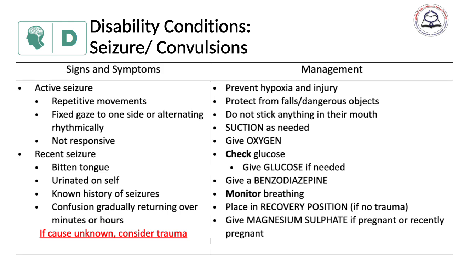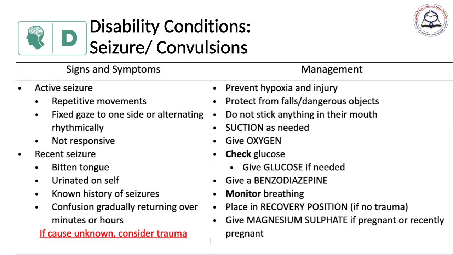gradually returning over minutes. For this patient, you have to prevent hypoxia or any injury, protect them from falls or dangerous object. Do not stick anything in the mouth. Do suction as needed. Give oxygen. Give glucose as needed. For active seizure, you need to give benzodiazepine, monitor breathing, and then in case of a pregnant lady, you can give magnesium sulfate.